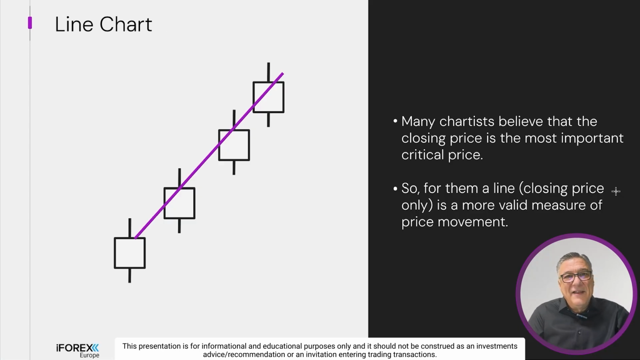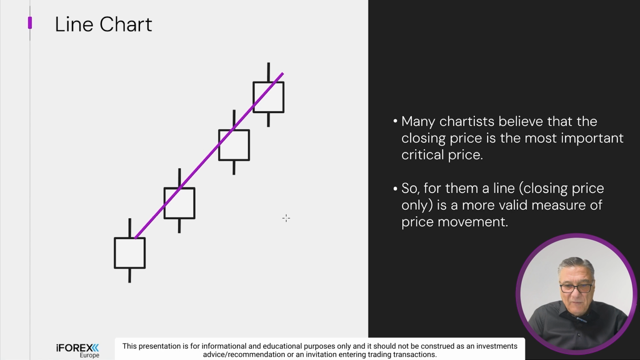Let's introduce another chart type, the line chart. A lot of beginners start with this chart type. They find it easier, right? Why? Because it's a line composed of the closing prices of each session. So in this case, we have 4 white candlesticks, meaning that the closing price is here, here, here, and here. So by connecting these consecutive closing prices, we have what we call a line.